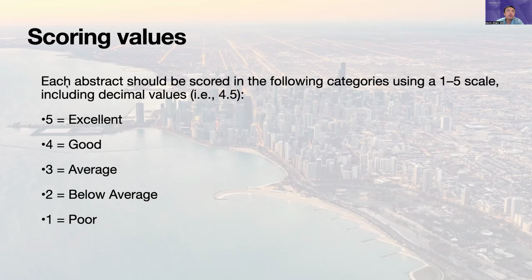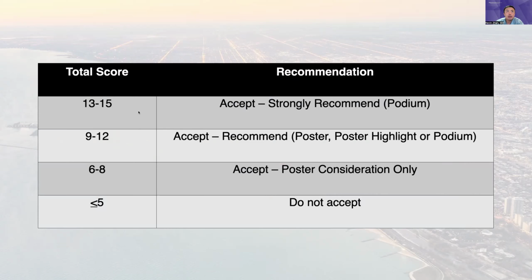Okay, this is pretty straightforward. The scoring values are one through five, with five being excellent and one being poor. And please feel free to use a decimal place for something in between. Use this rubric as a guide for how we thought about what goes to what.